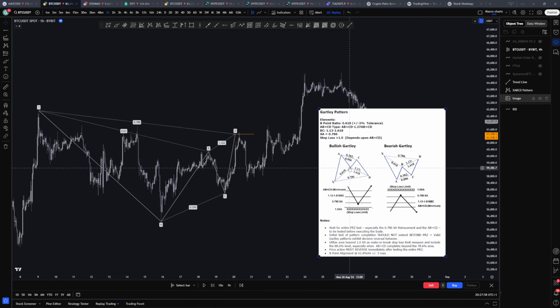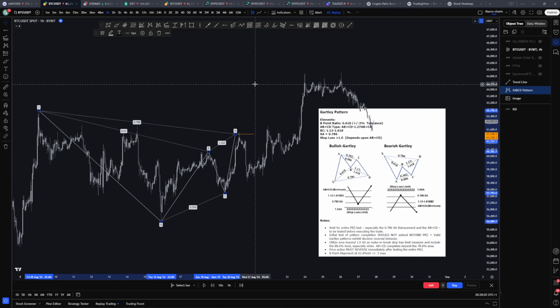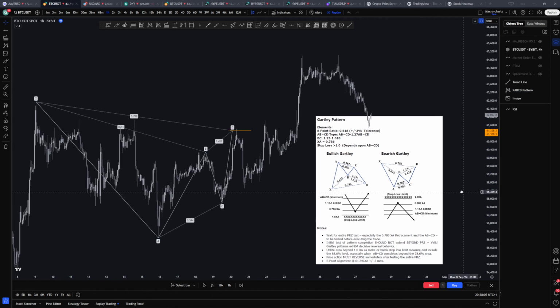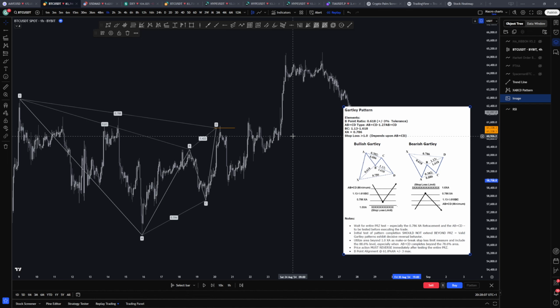Last thing we have to do is we look at B to D. Is it between a 1.13 and a 1.618? Yes, it is. It's a one for one. That fits. So, that is the first one.